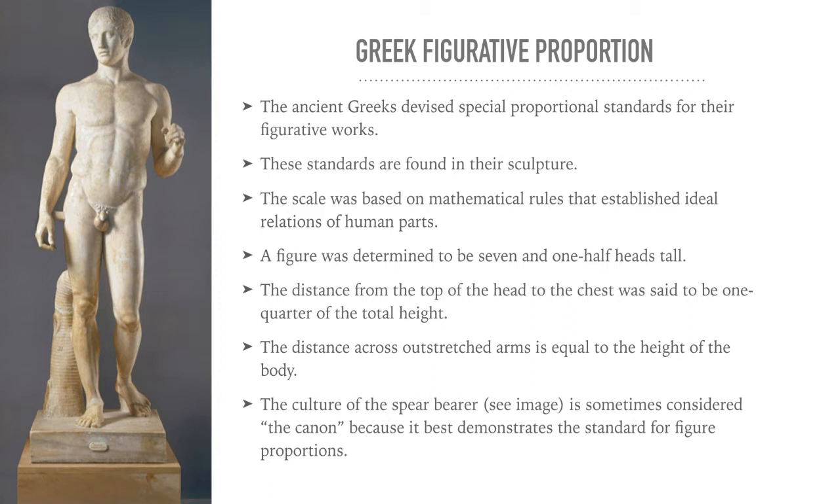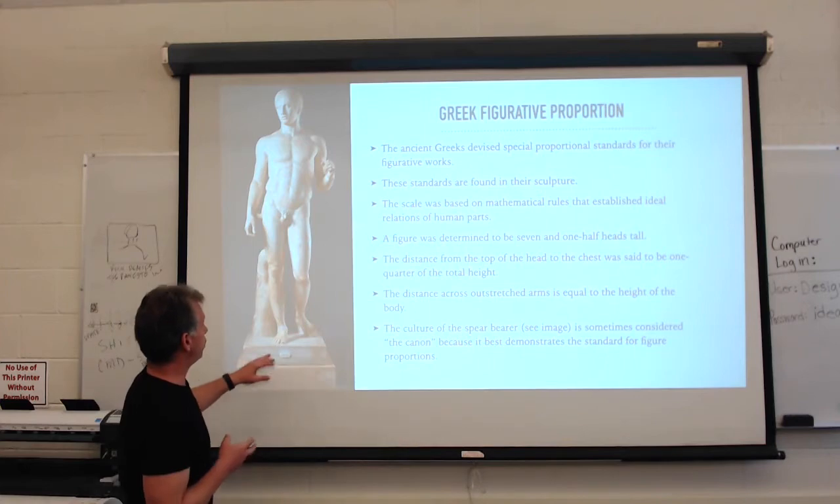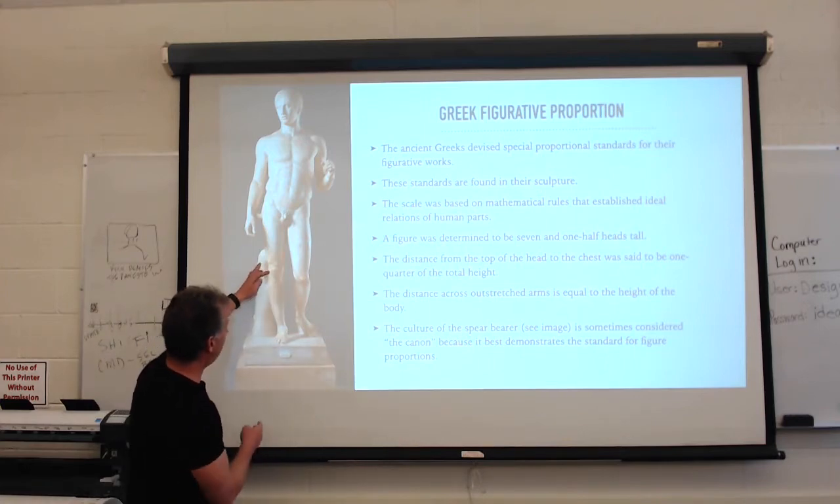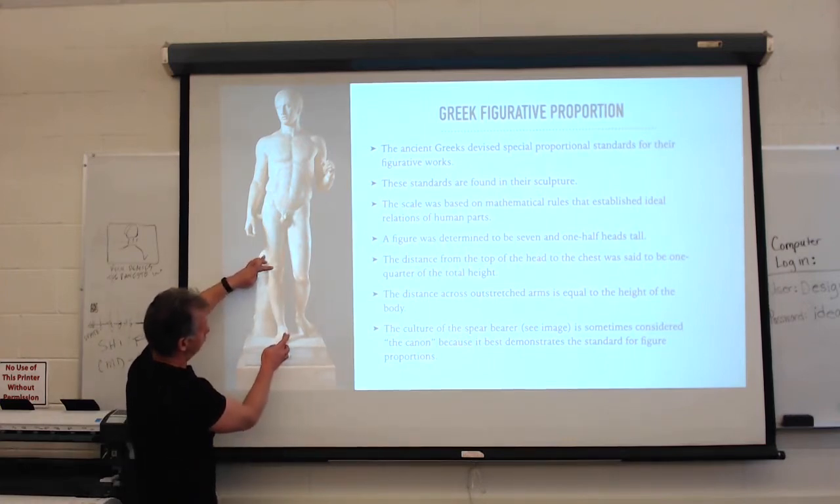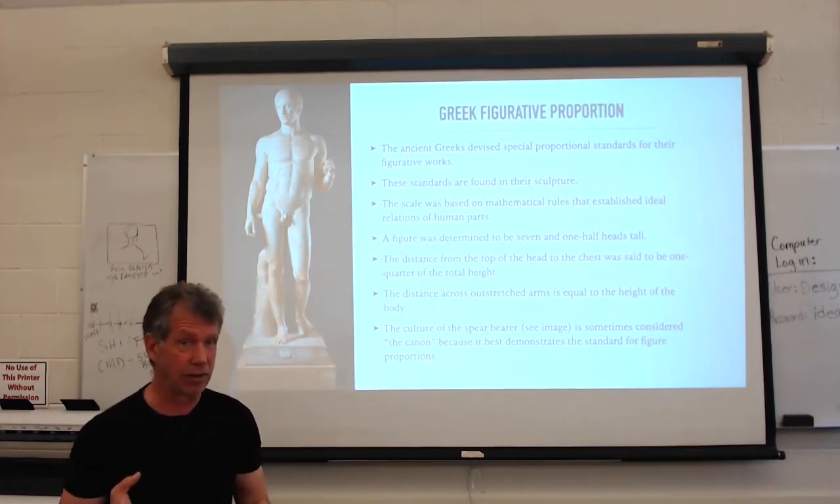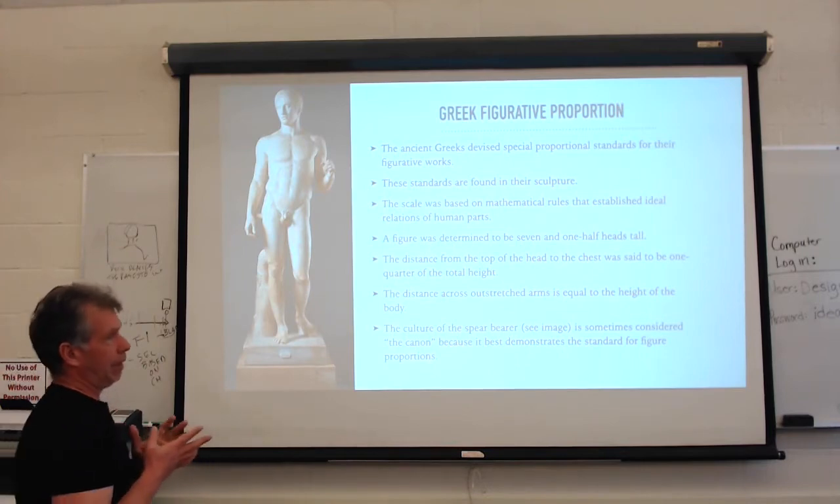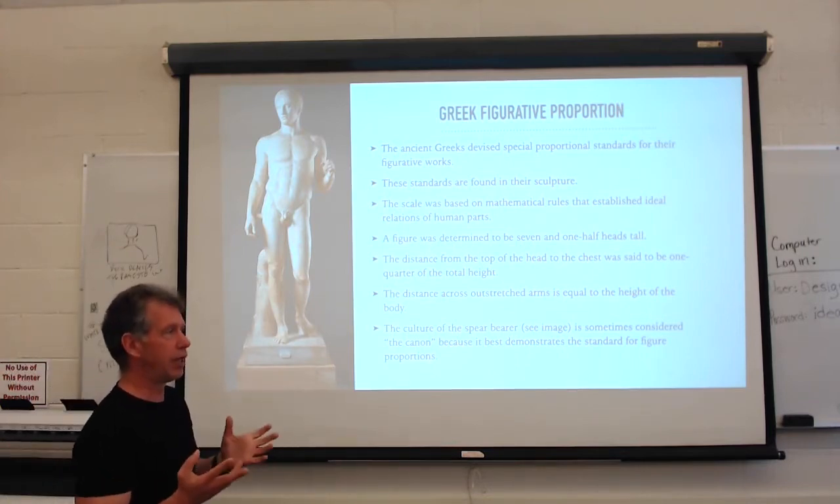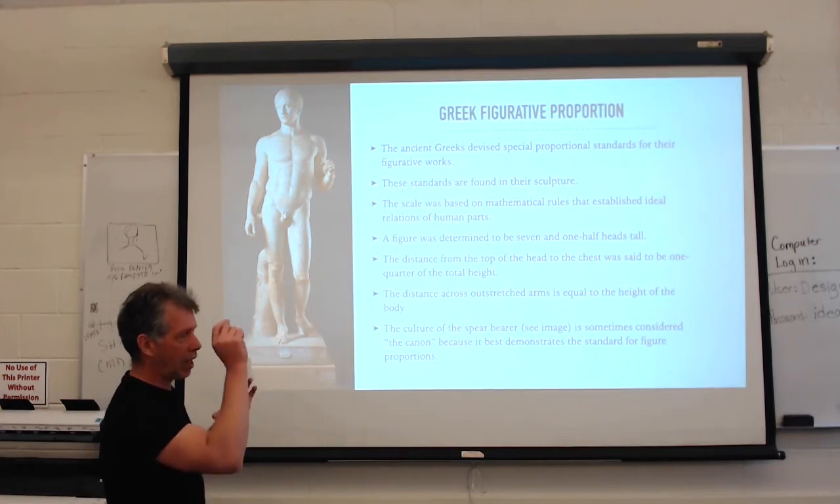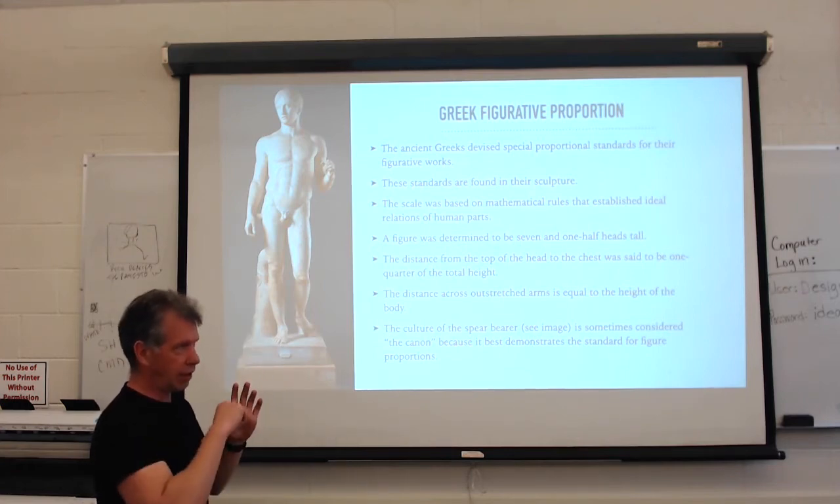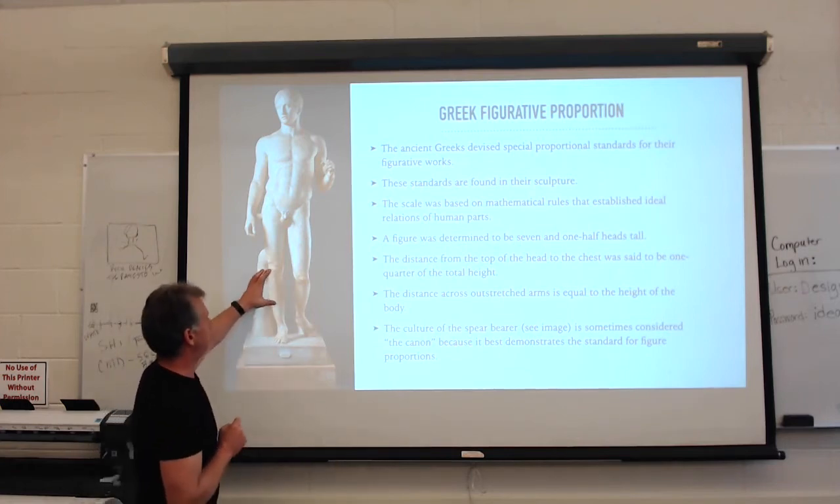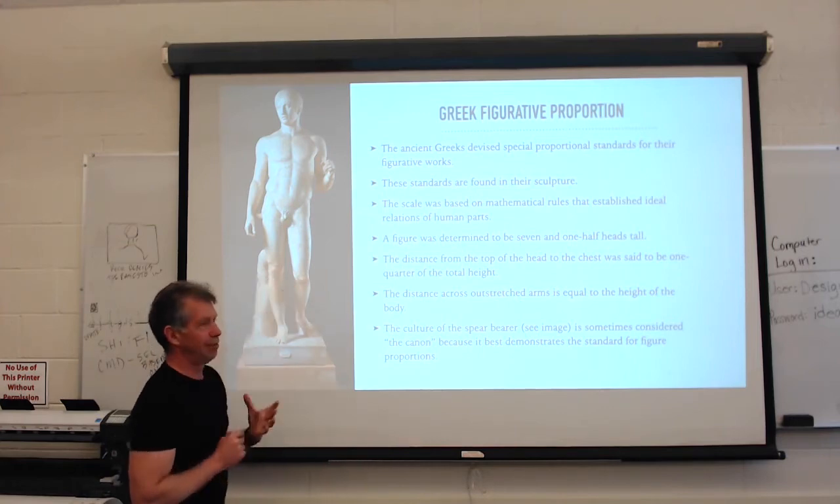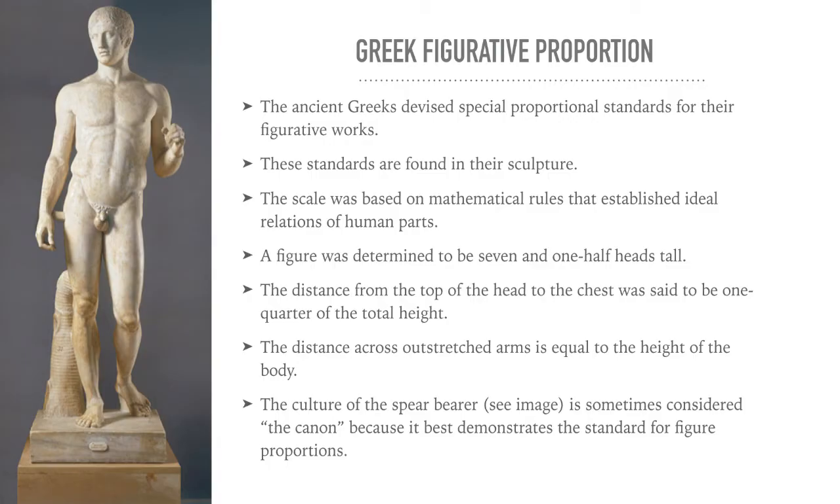The scale that they used was based on mathematical rules that established ideal relations of human parts. Now remember, we're talking proportion. You know, how far should it be from the kneecap to the heel? The Greeks figured this out. Now, in most of your classes, when you do drawing, you look at something and you draw it, and you just draw as far down as you think it's supposed to go, and you will eventually get that same proportion. But the Greeks put it into mathematics.